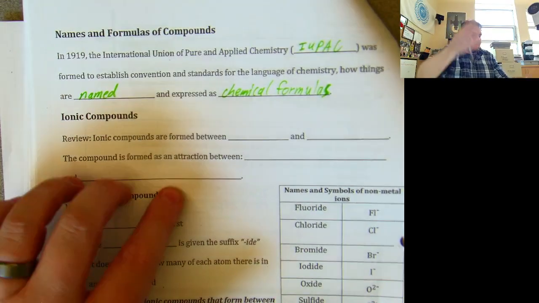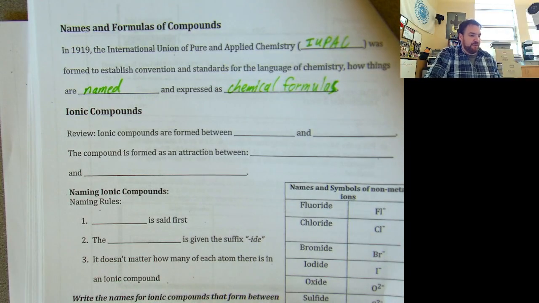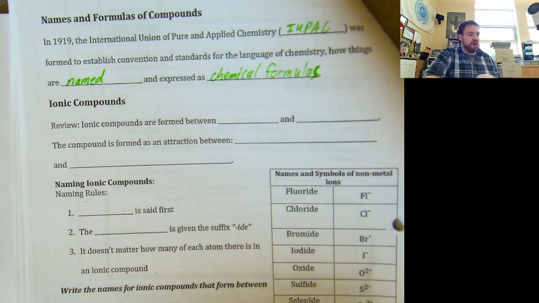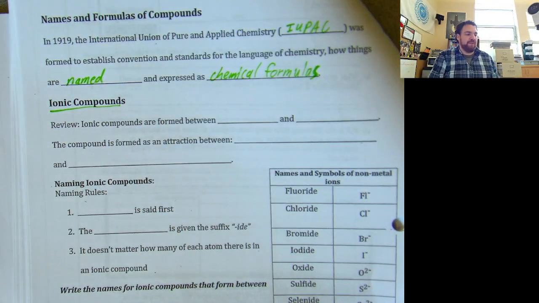And so what we're going to do here is we're going to look at a bunch of these different naming rules. We'll likely only get the first couple done today, and that's fine, but I want to show you what these are. So, ionic compounds. All of the naming that we're going to do today and tomorrow is going to relate to ionic compounds specifically. Covalents have their own names.